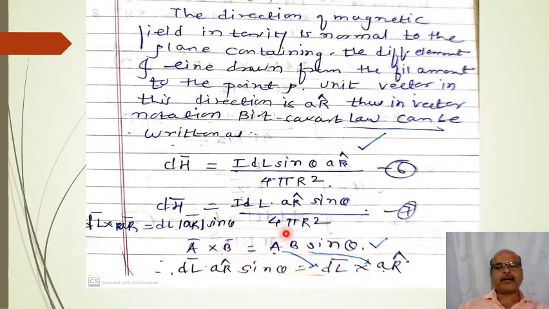Therefore, here are two terms: I dl and âR, that is, I dl cross âR is equal to I dl âR sinθ. Here, when this is considered as A and this as B, AB sinθ is applied. So in that format we can write this as equation number 7, that is dH̄ = I dl × âR / (4πr²).